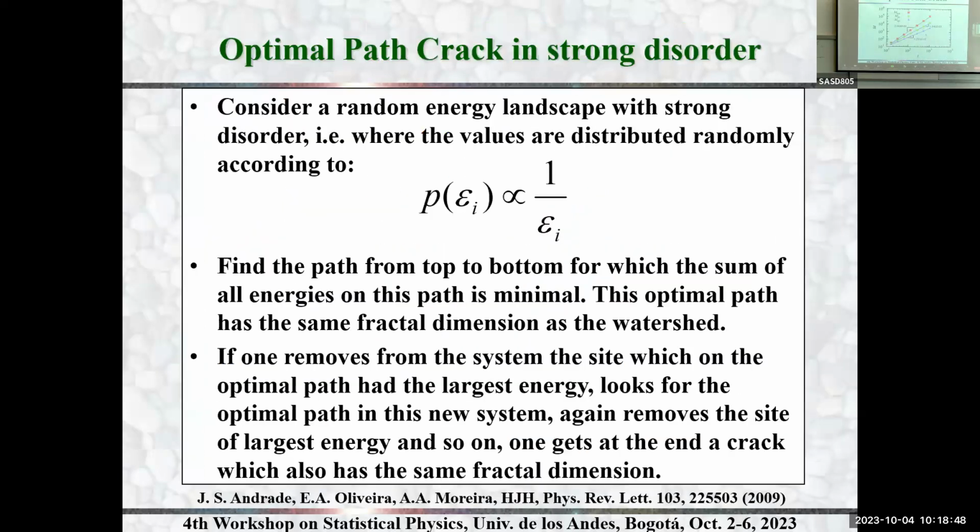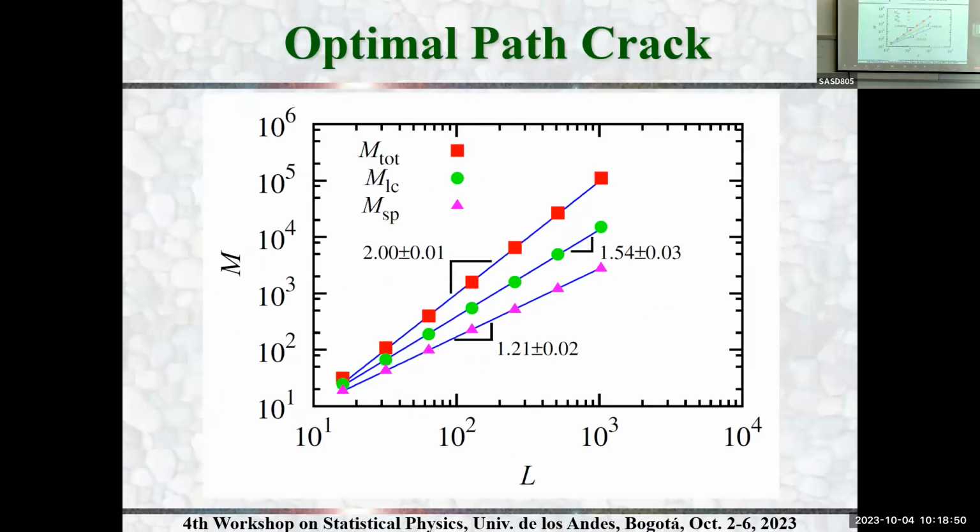Yes, so here I show you now the fractal dimension of these three objects. This is the fractal dimension of all the blocked sides. This is the fractal dimension of the crack plus the branches. And this is the fractal dimension of the crack without the branches. And what you see is that the crack without the branches has the fractal dimension of the watershed, which can be proved. And then the extra branch part will go away when you increase the disorder.